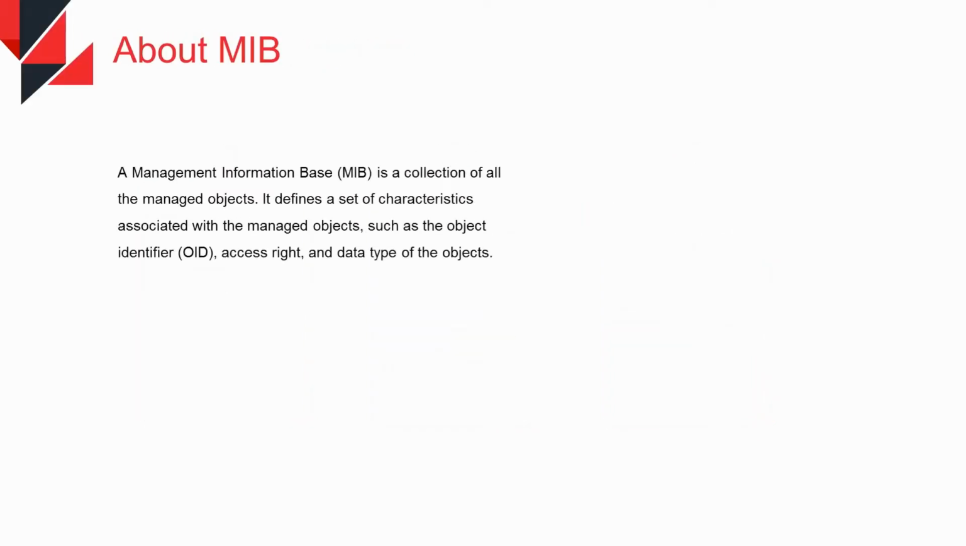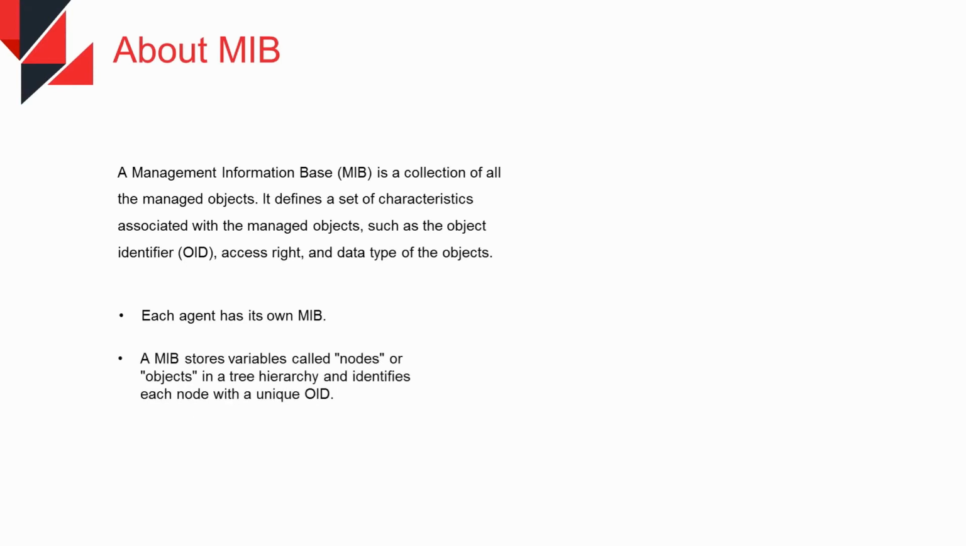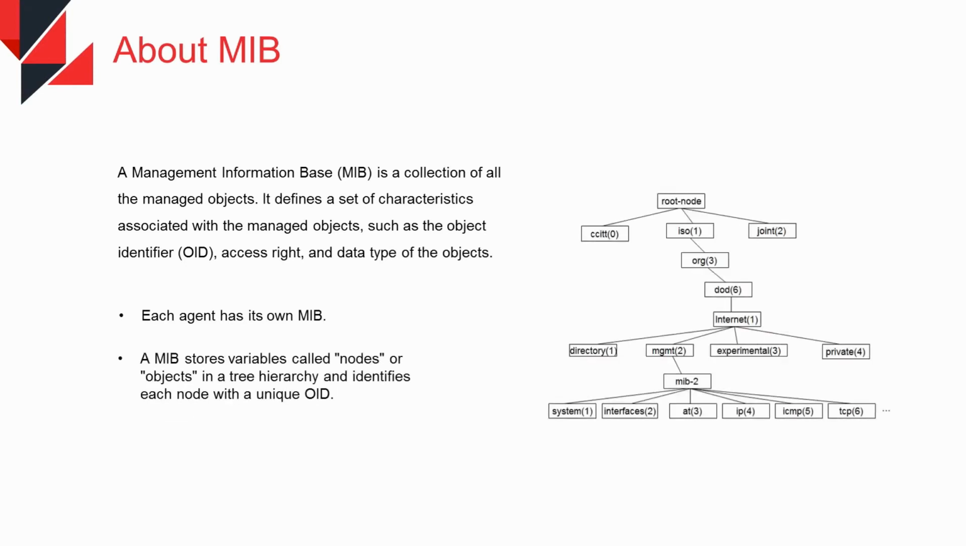About MIB. A Management Information Base, or MIB, is a collection of all the managed objects. It defines a set of characteristics associated with the managed objects, such as the object identifier, or OID, access right, and data type of the objects. Each agent has its own MIB. A MIB stores variables called nodes or objects in a tree hierarchy and identifies each node with a unique OID.